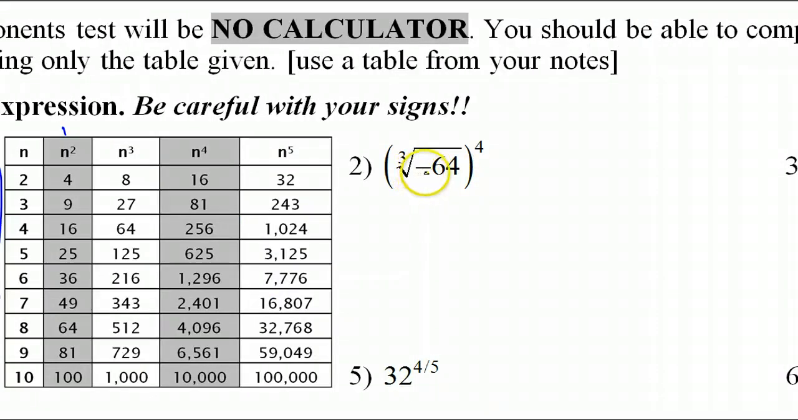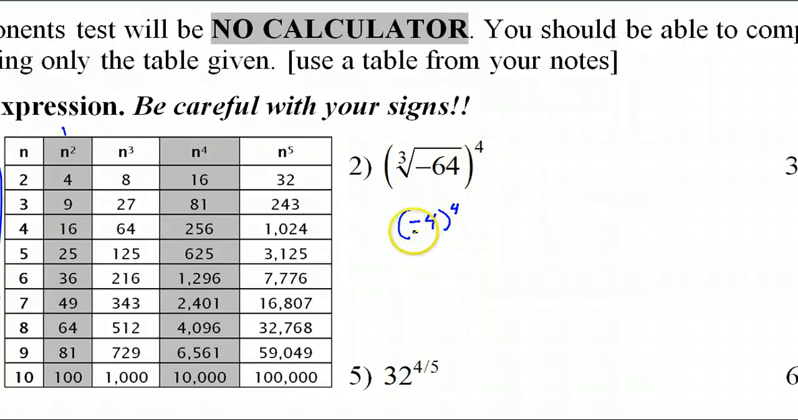Okay, number 2. Number 2 is already written in radical form for us, so we can just go ahead and execute. The cube root of a negative number is simply a negative number. So the cube root of negative 64 is negative 4, since it's a negative number. So we have negative 4 to the 4th power.